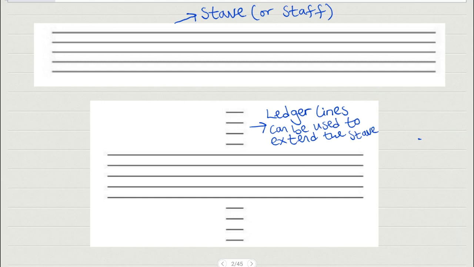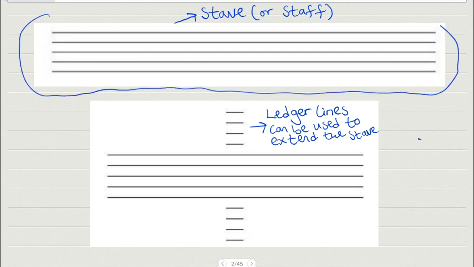Now, whenever music is written down, it gets written down on a set of 5 horizontal lines that is known as a stave or a staff. So if you look at the screen, can you see a set of 5 horizontal lines? I'm circling a set of 5 horizontal lines at the moment. So this is known as a stave or a staff.